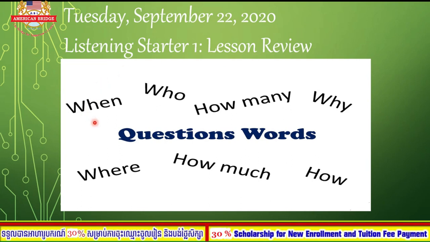Do you know how to use when? I hope that you still remember. We use when to ask for time, right? Who asks for a person. How many asks for the amount of something. Why asks for a reason. Where asks for the place. How much asks for the price. And how asks for the way we do something. Great, so please read together: when, who, how many, why, where, how much, and how. These are called question words or WH words.